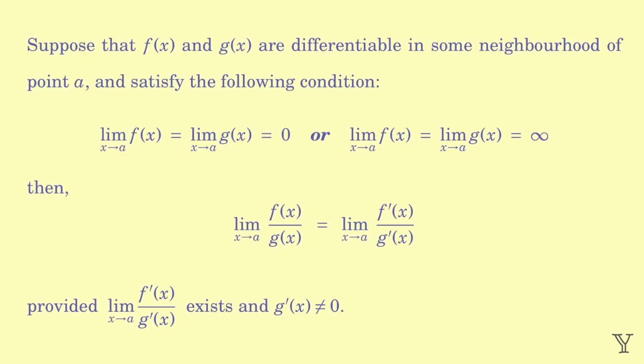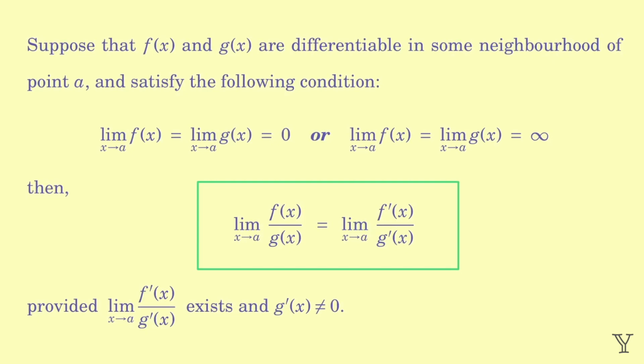What L'Hopital's rule basically tells us is that in certain situations, instead of evaluating the limit of f(x) upon g(x), we can instead evaluate the limit of f'(x) upon g'(x), because they both take on the same value. It may not be immediately obvious why this is a simplification, but we will see that very often it enormously simplifies the evaluation of a limit.